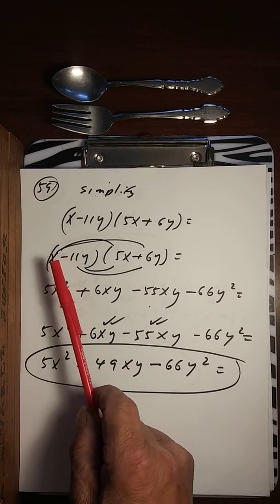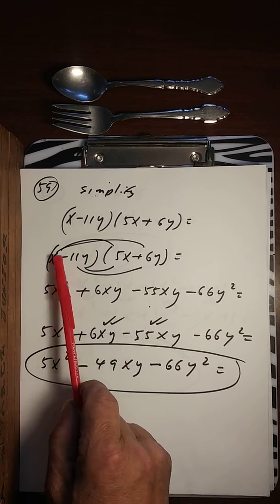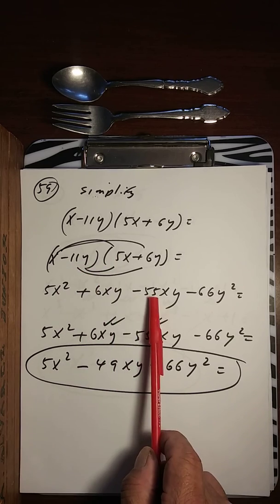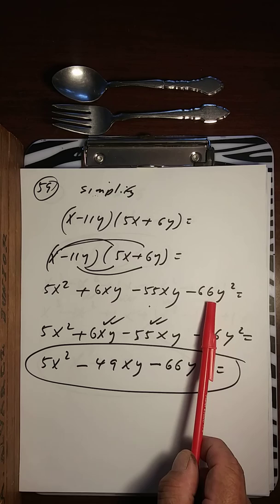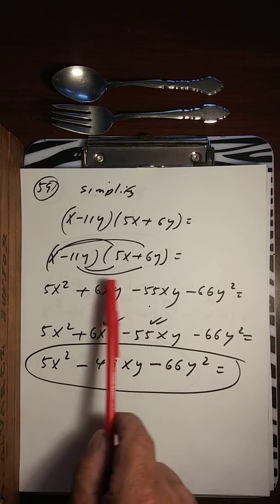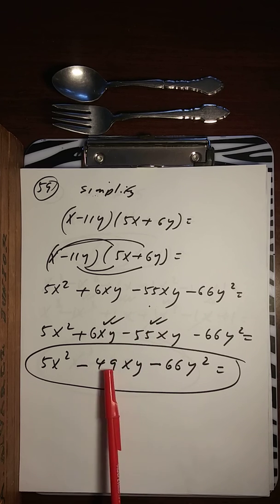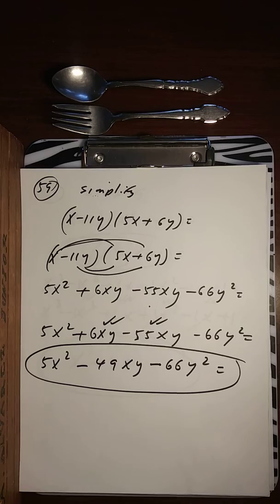So let's ready? Multiply it out. X times 5x is 5x squared. X times that is 6xy. This times this is negative 55xy. And this one times that one is negative 66y squared. So now this one we can put together. So we're going to have 5x squared. And this right here is going to give you negative 49xy. So we have 5x squared, negative 49xy minus 66y squared.